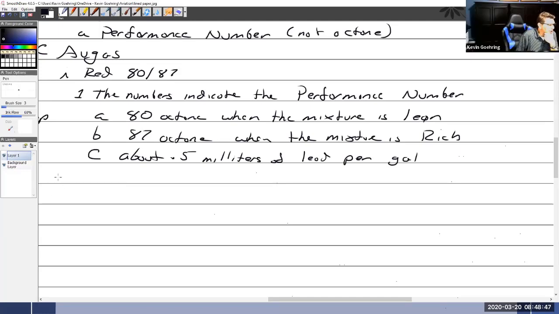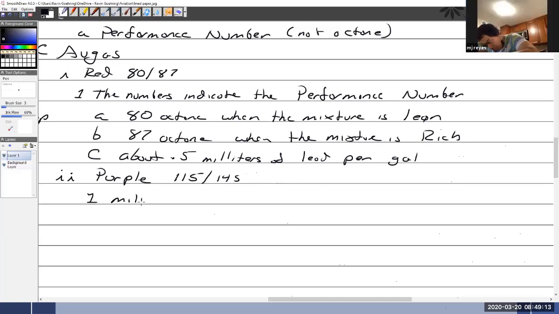Well, then we had the purple. All these designer fuels. There was purple gas. Purple was 115/145. Numbers mean the same thing, lean and rich. So lean, it was 115. The rich, it was running like 145. This stuff was used for military and race planes.